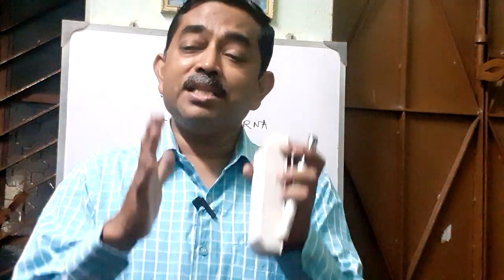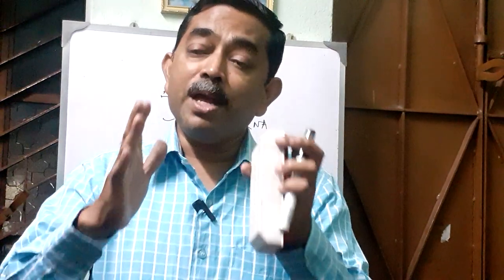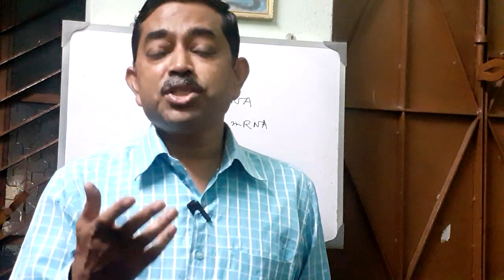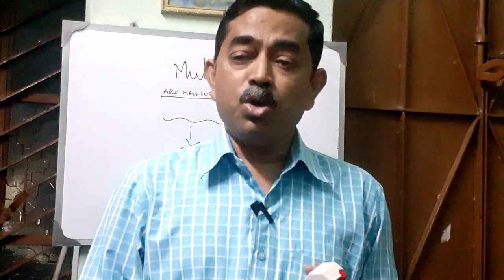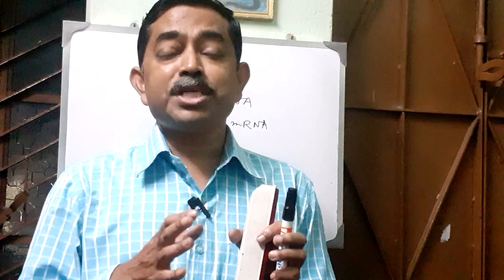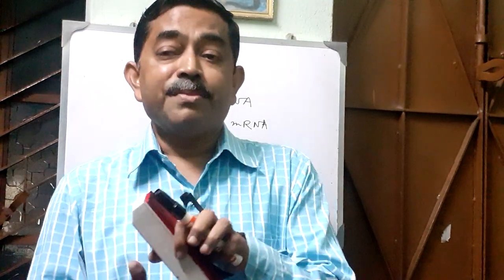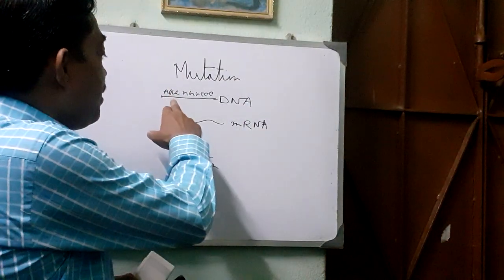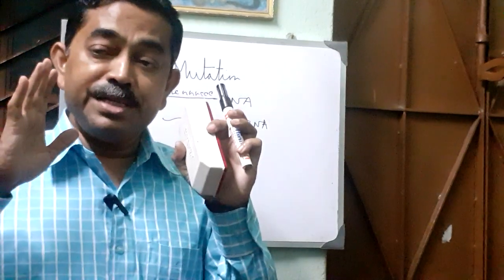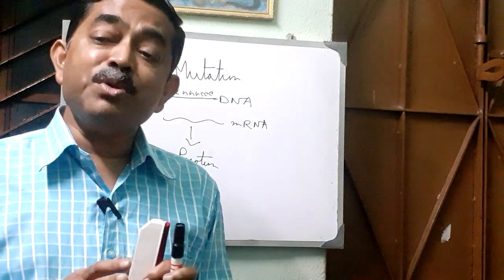Mutation is the change in the nucleotide sequence of a particular gene. Gene is the functional unit of inheritance. We all know that. All protein synthesis depends on the genes present in our chromosomes. I have already discussed these things. Mutation generally happens spontaneously in any living organism during the DNA replication time. Any changes can happen during DNA replication spontaneously, but the mutation rate is very low.